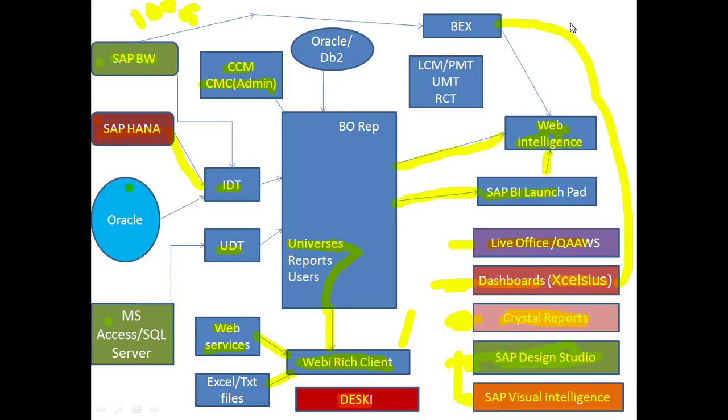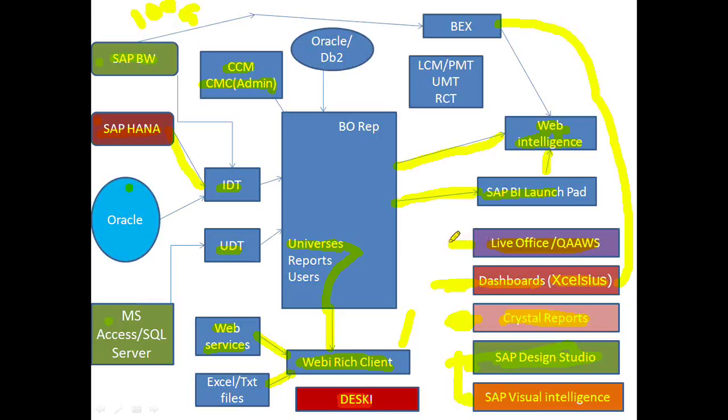Yeah, Live Office and Query as a Web Service are the middlewares used to design the dashboard on top of the universe, Web Intelligence, Rich Client reports, and Crystal Reports. Okay, so the dashboard cannot directly access the universes. So we need to have a middleware, which is Live Office or Query as a Web Service. By using these two tools, we'll generate dashboards.